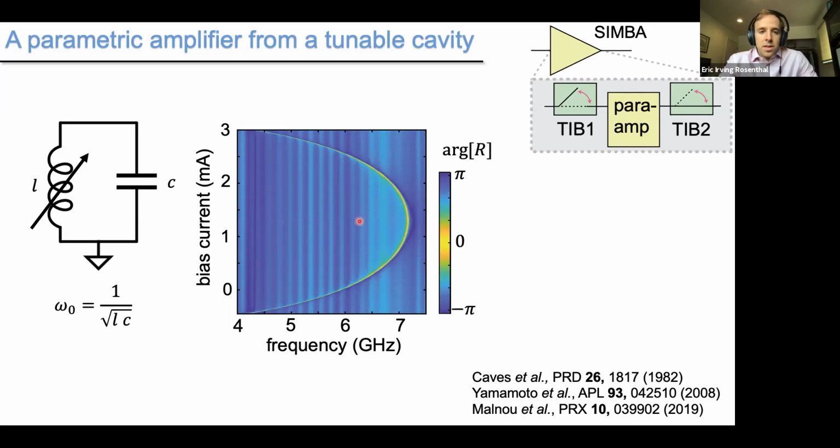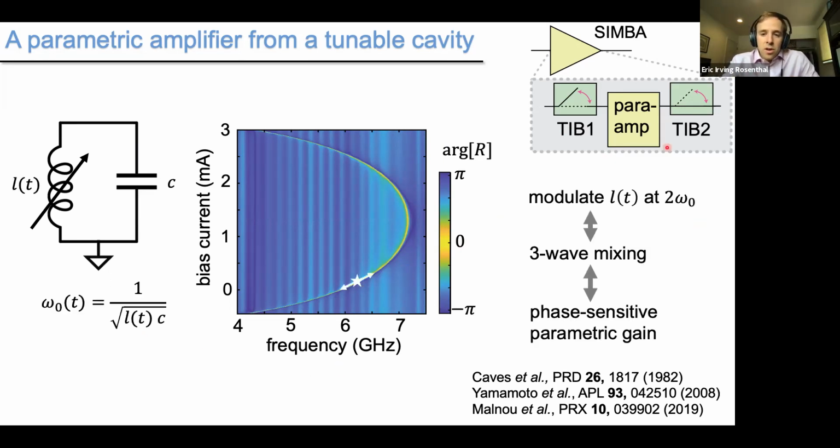To operate the amplifier, we tune it to a specific place, say about 6 gigahertz, which is the frequency of our readout cavity. And then we turn on a rapid modulation at twice the natural resonance frequency, so about 12 gigahertz. And this will create a three-wave mixing process to realize phase-sensitive parametric gain.